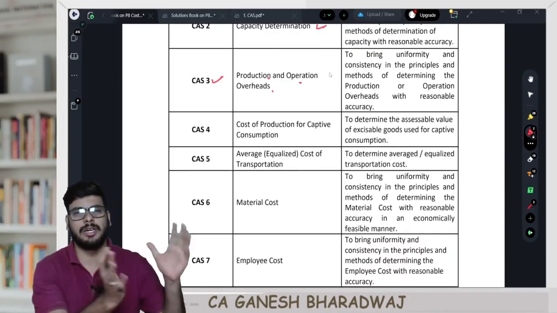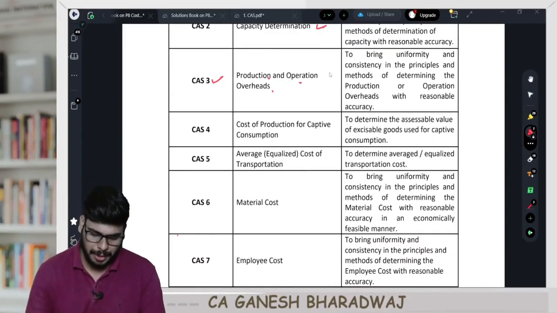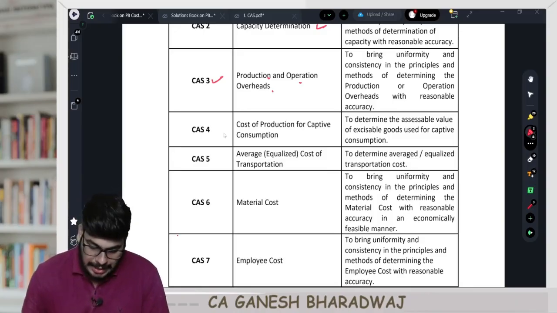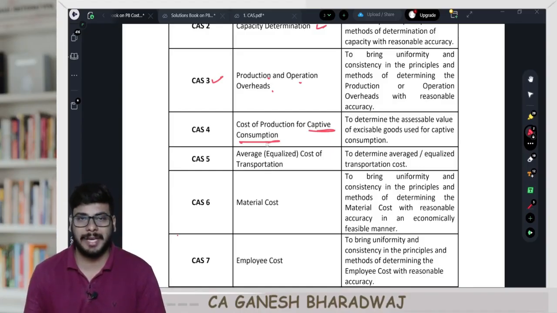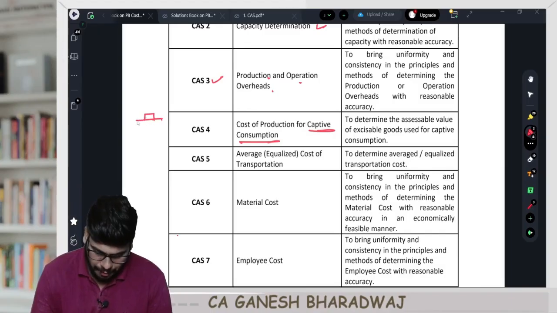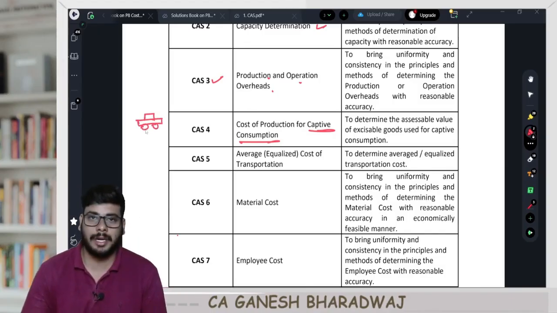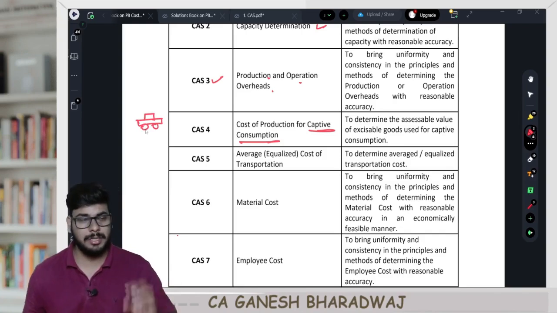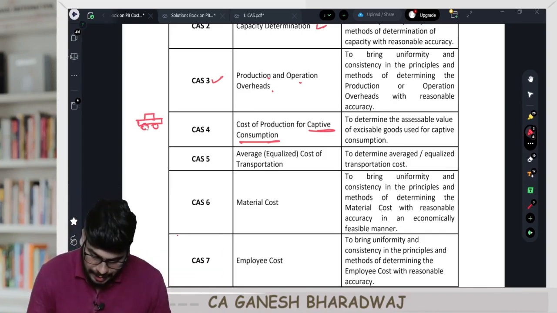Whatever we learned in that overhead chapter is actually coming from this particular standard only. CAS number 3. CAS number 4, cost of production for captive consumption. So what do you mean by captive consumption? Let me give you a quick example. Let's say I'm in the business of manufacturing cars, right? Now what is my business? I manufacture cars. Now every car needs tires, no?